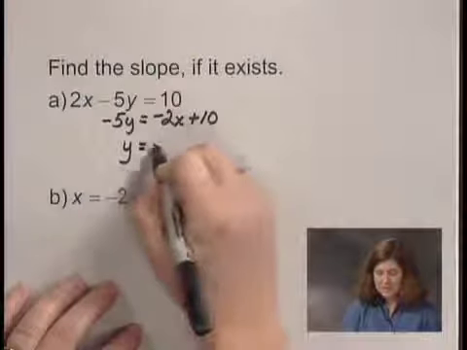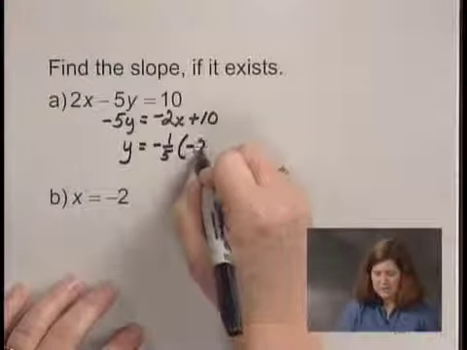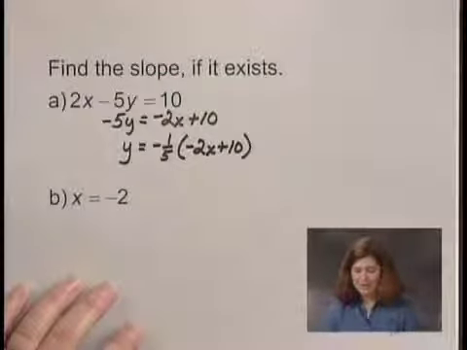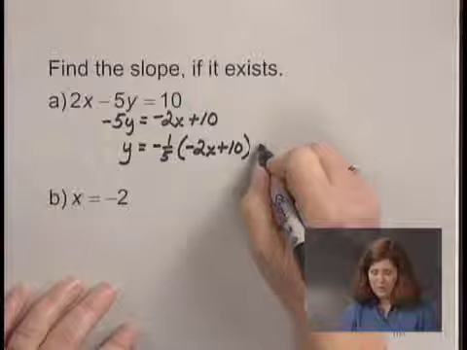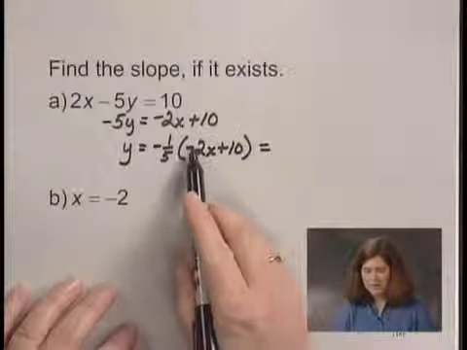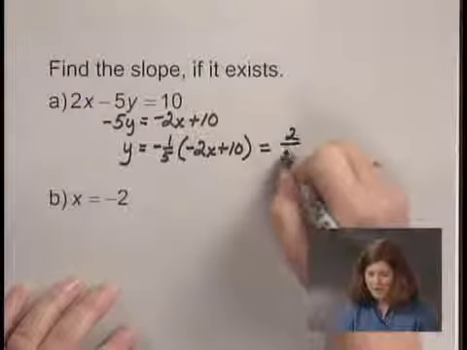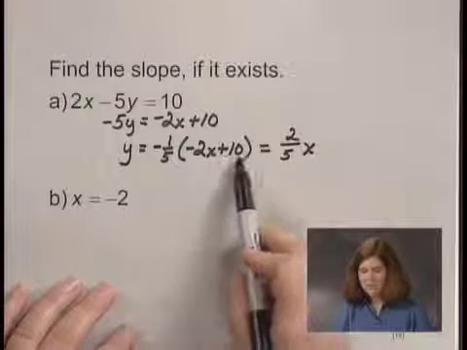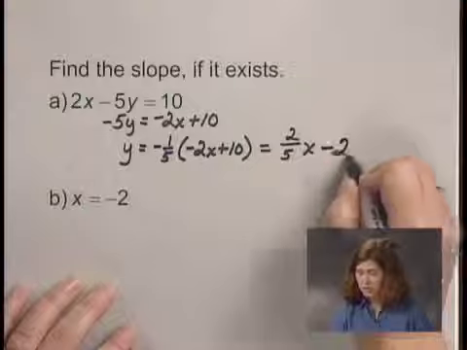And on this side, we get negative 1/5 times negative 2x plus 10. Now, carrying out the multiplication, we have negative 1/5 times negative 2x will give us 2/5 x. Negative 1/5 times 10 would be negative 2, so we have minus 2.